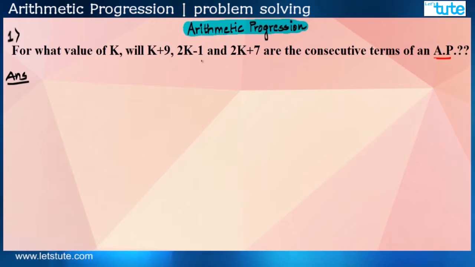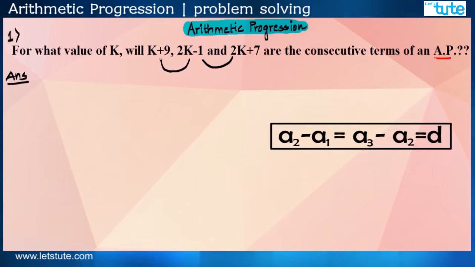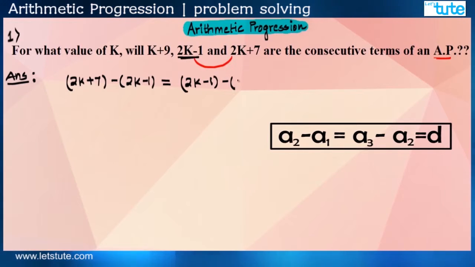Friends, we know that the common difference between the consecutive terms of an arithmetic progression is constant. So on that basis, we'll decide what value of k we must put. And this is how it is done. So 2k plus 7 minus (2k minus 1), this is the difference between these two consecutive terms, right? This must be equal to (2k minus 1) minus (k plus 9). This is the only key point the question was asking for. Now just simplify this expression and get the value of k.